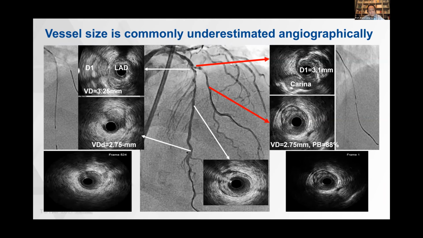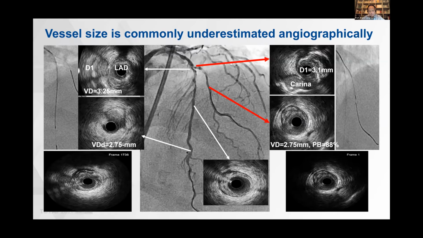So from IVUS on the left, you can see the diagonal looks like a very small vessel according to the angiography, but from IVUS you can see the real vessel diameter of proximal diagonal was around 3.25 millimeters. So it means the diagonal is not a small side branch. This is a very important finding to remind us that in some cases, not in most cases, only according to the angiography, you could not assess the real diameter of the side branch. So when we conclude any given side branch is a small vessel, we should be very cautious.